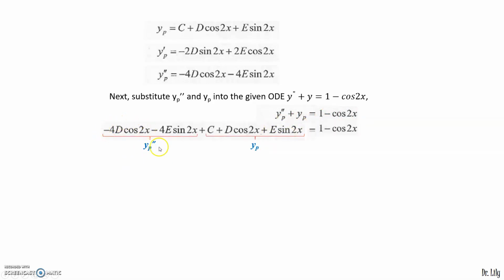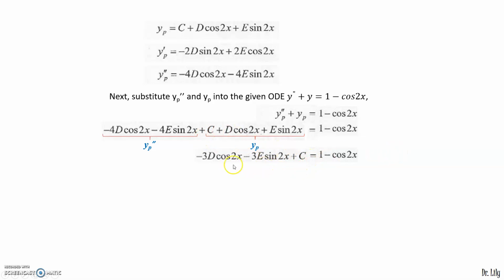So yp double prime is represented by negative 4d cos 2x minus 4e sin 2x, and yp is represented by c plus d cos 2x plus e sin 2x. Next, we need to further simplify the equation. From here, negative 4d cos 2x plus d cos 2x is equal to negative 3d cos 2x. Negative 4e sin 2x plus e sin 2x is equal to negative 3e sin 2x, plus c.